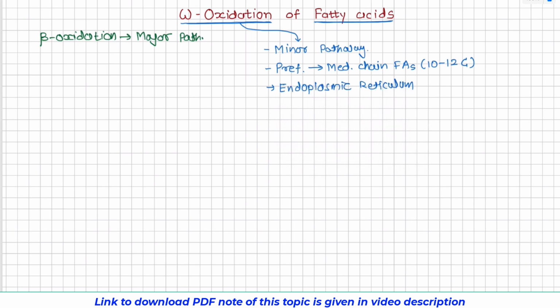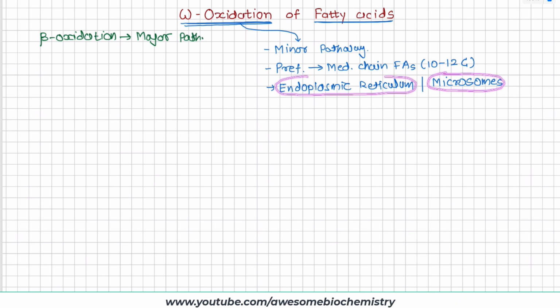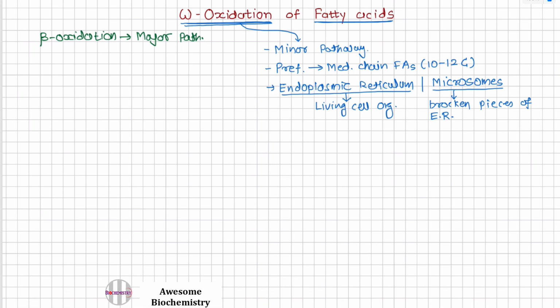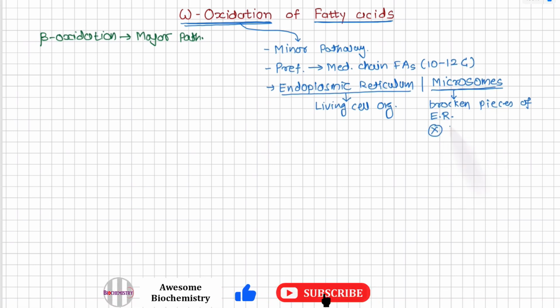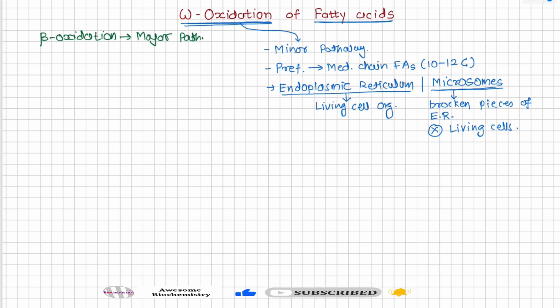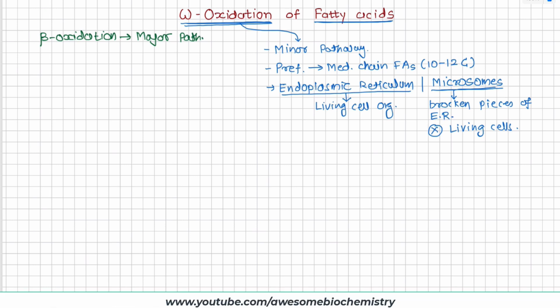Now, some books mention that omega oxidation occurs in microsomes. But there is an important difference between a microsome and the endoplasmic reticulum. The endoplasmic reticulum is a real, living cell organelle. Microsomes, on the other hand, are tiny, artificial vesicles formed from the broken pieces of endoplasmic reticulum during laboratory tissue processing. So, microsomes are not found in normal, healthy living cells. They are just laboratory artifacts of the endoplasmic reticulum. This means the more accurate location to remember is the endoplasmic reticulum, not microsomes.